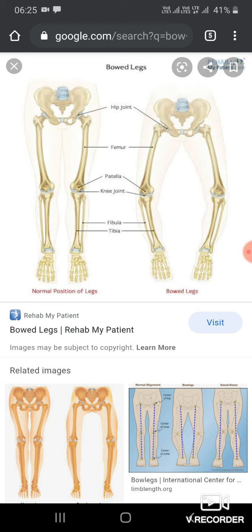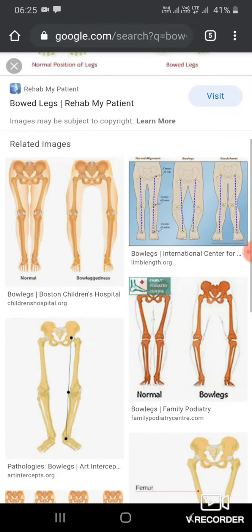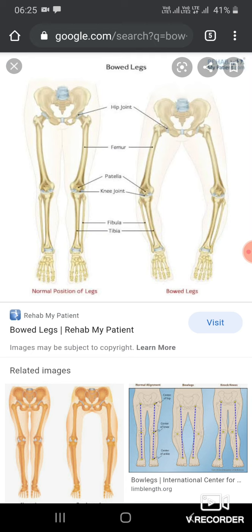After that, this is already removed. A lot of people do not remove this type of deformity, that's why they are having this type of problem. And you have to see a normal position. Okay, we have to discuss about the corrective measure of the bow legs.